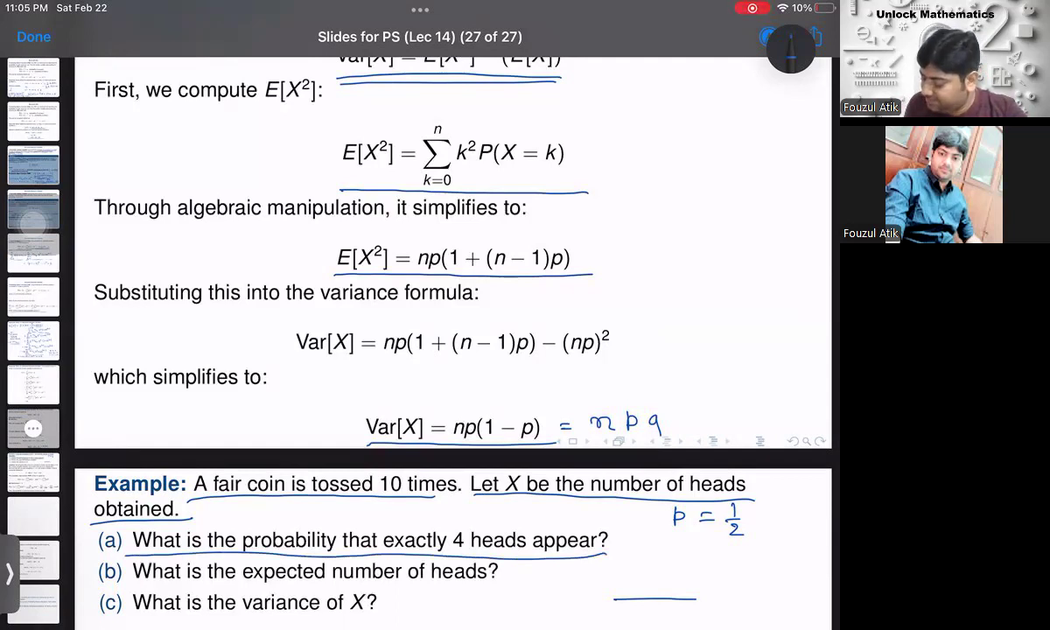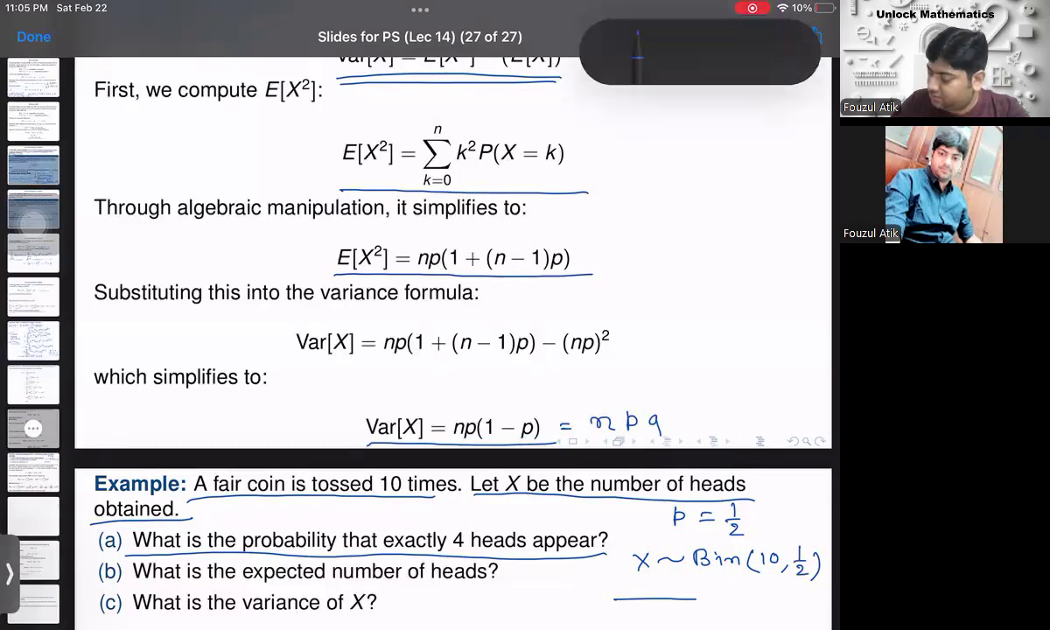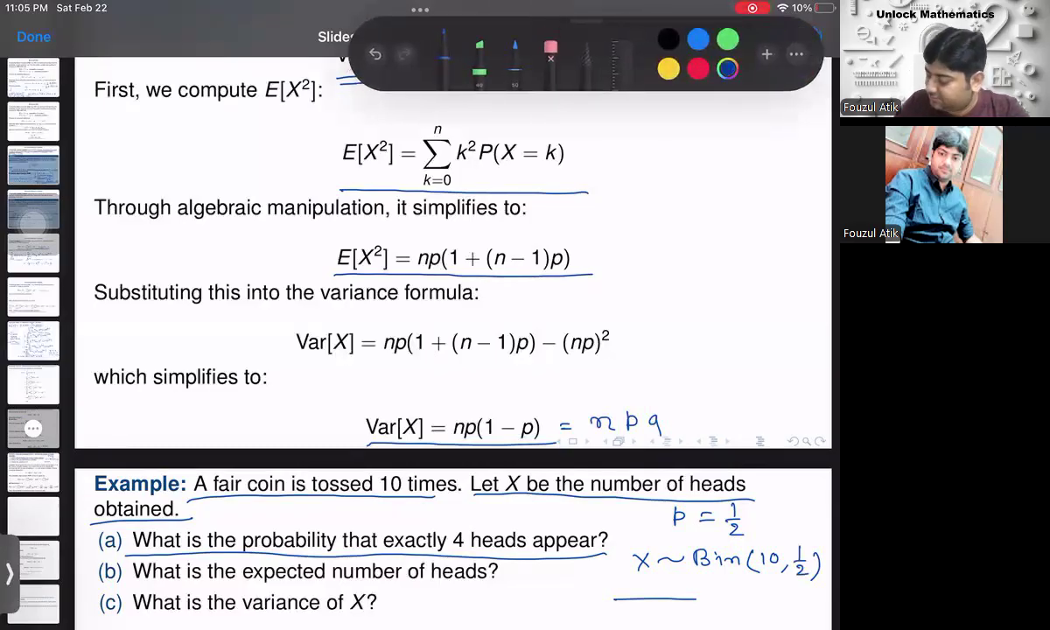Now, this is very easy. So X is a binomial random variable. It is binomial of n comma p. N is 10, the number of Bernoulli trials you will do, and the probability of success is 1 by 2.